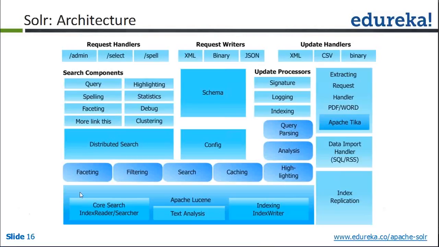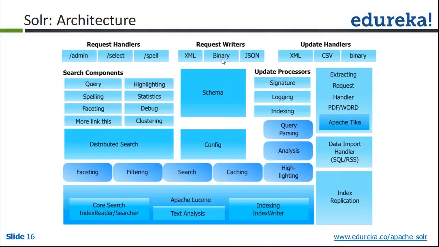So you have other features like faceting could be one of the independent components. Filtering is another component. Search is another component. Caching is another component here. Query parsing, analysis, and highlighting are also independent components. So we have listed them twice because they can be used independently and they can be used as a search component as well, in some other component. So this is the flexibility of the architecture again.